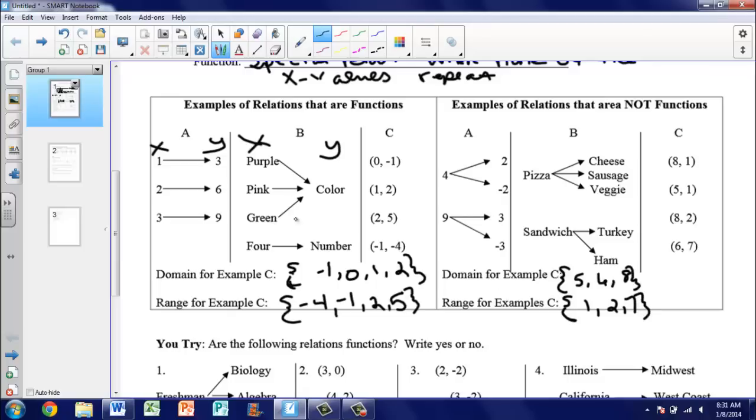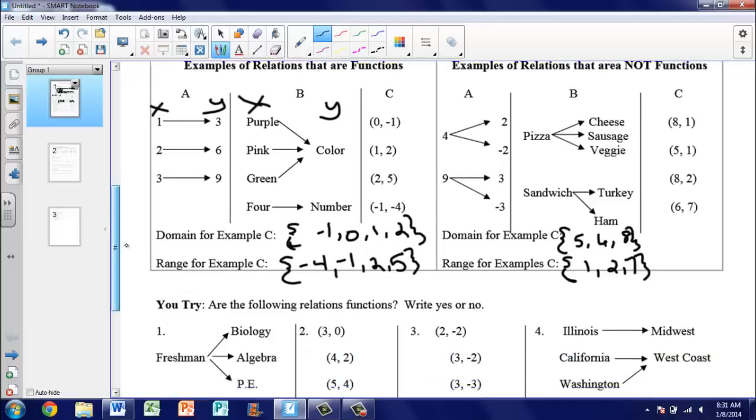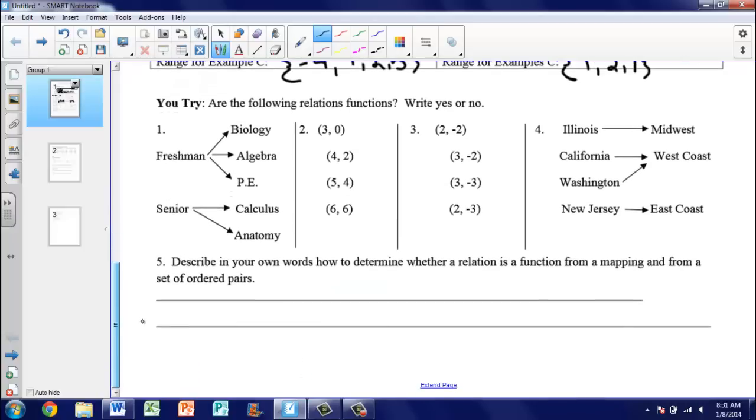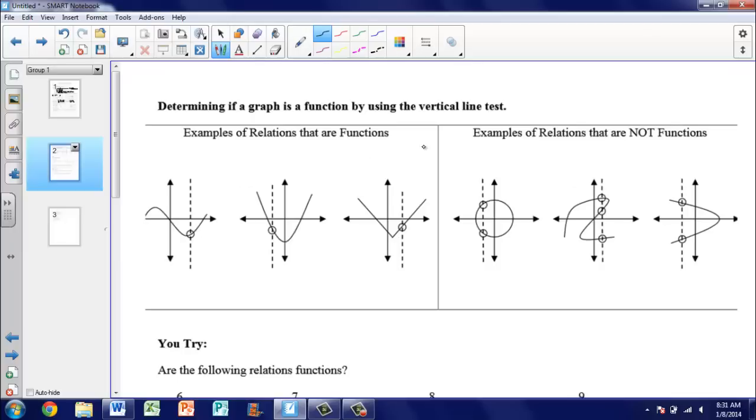All right, if we scroll down now, we'll see some of your tries. So you can try those in class. Let's turn the page to page 2. Now we're going to be taking a look at some graphs and determining if that graph is a function. And we're going to do that by using what we call the vertical line test.